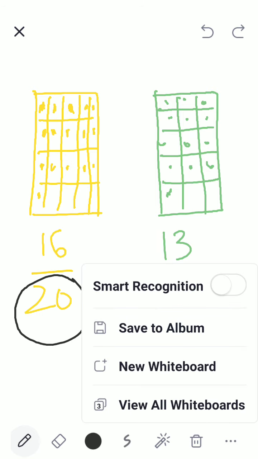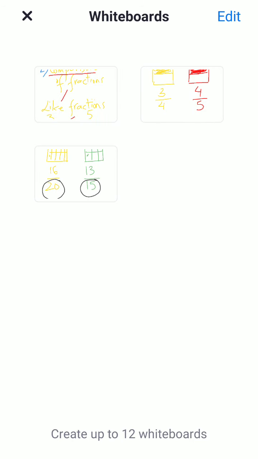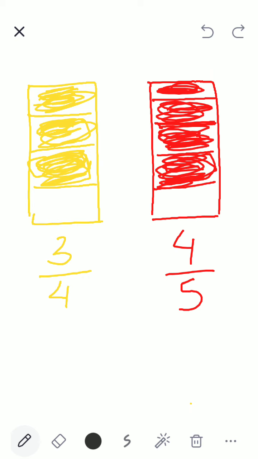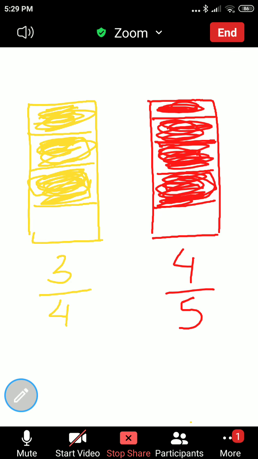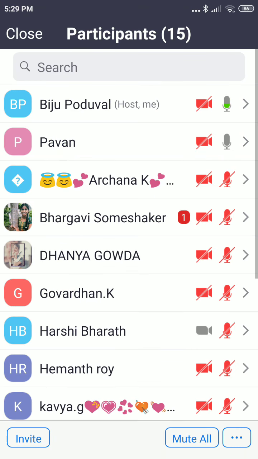So let us now go back to our previous drawing because you are children, please mute. Children, please mute. Children, please mute. Pavan, please mute. Pavan, please mute.